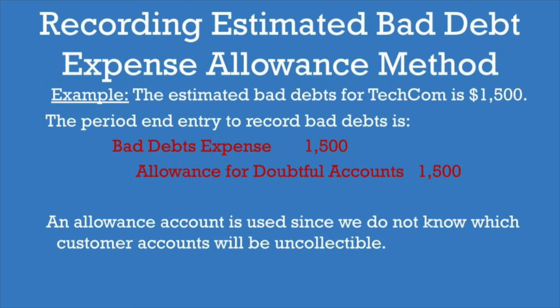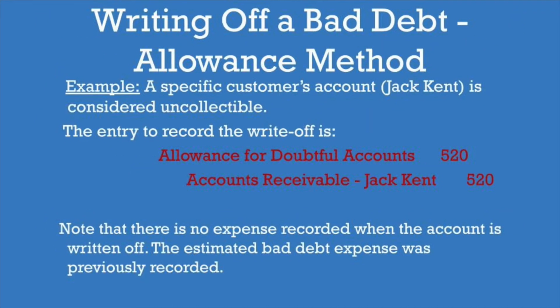So an allowance account is used since we do not know which customer accounts will be uncollectible. So we don't have a clue. We're just doing a general account here. So let's assume that an account for Jack Kent is considered uncollectible. Maybe Jack disappears, Jack dies, these sorts of things. So we're pretty sure that we're never going to get that money. So we're going to what's called write it off.